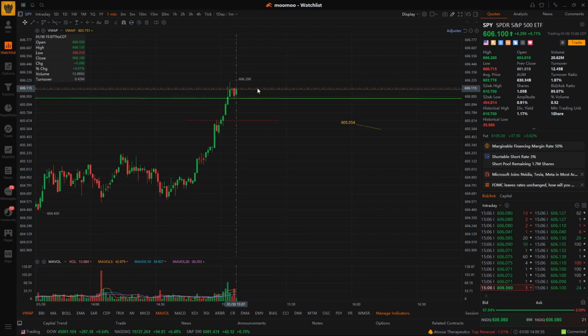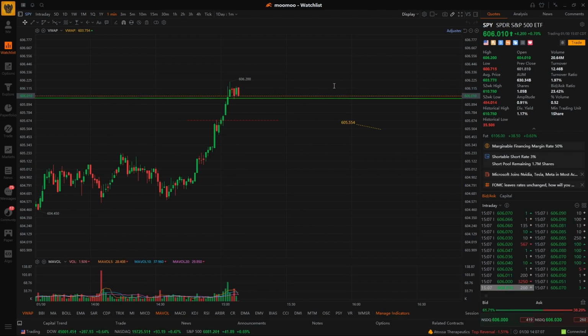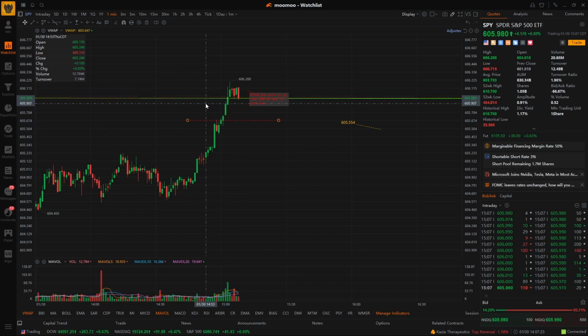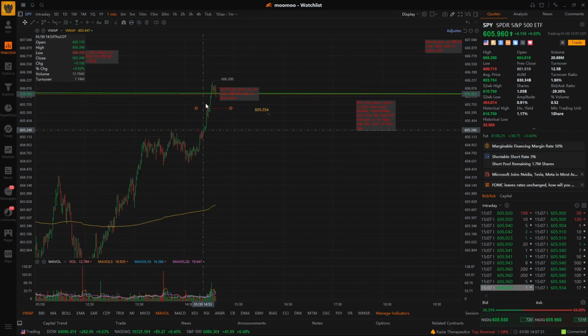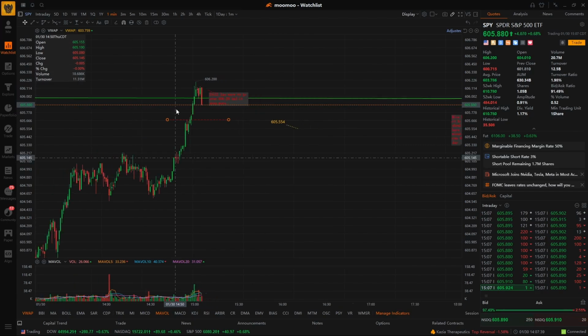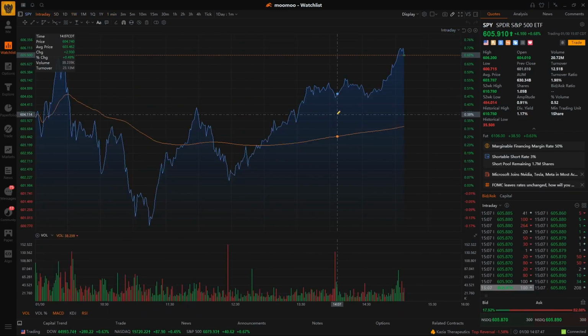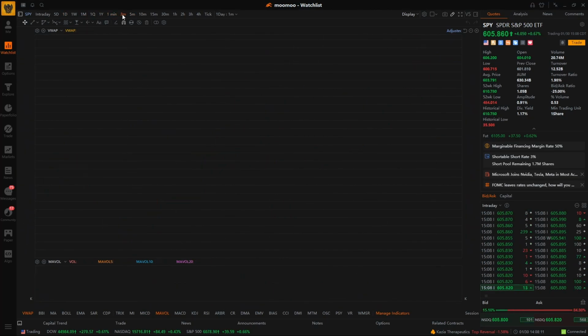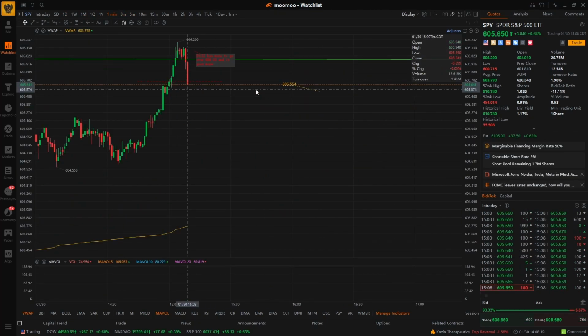I use a platform called Thinkorswim from Charles Schwab. It used to be TD Ameritrade, but that's the current name. I get my news off of Thinkorswim, and that's pretty much it. So that's all I use it for: news and executing my trades. Essentially I trade with one platform, and I do my TA, my technical analysis, through Moomoo.